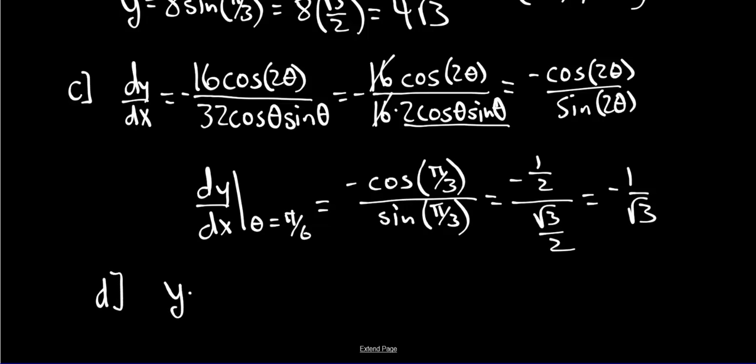And now we're ready to write the equation. The equation is going to be y minus the y coordinate. I can't remember what the y coordinate was. Oh, 4 square roots of 3. So y minus 4 square roots of 3 equals negative 1 over the square root of 3 times x minus 12. There it is.